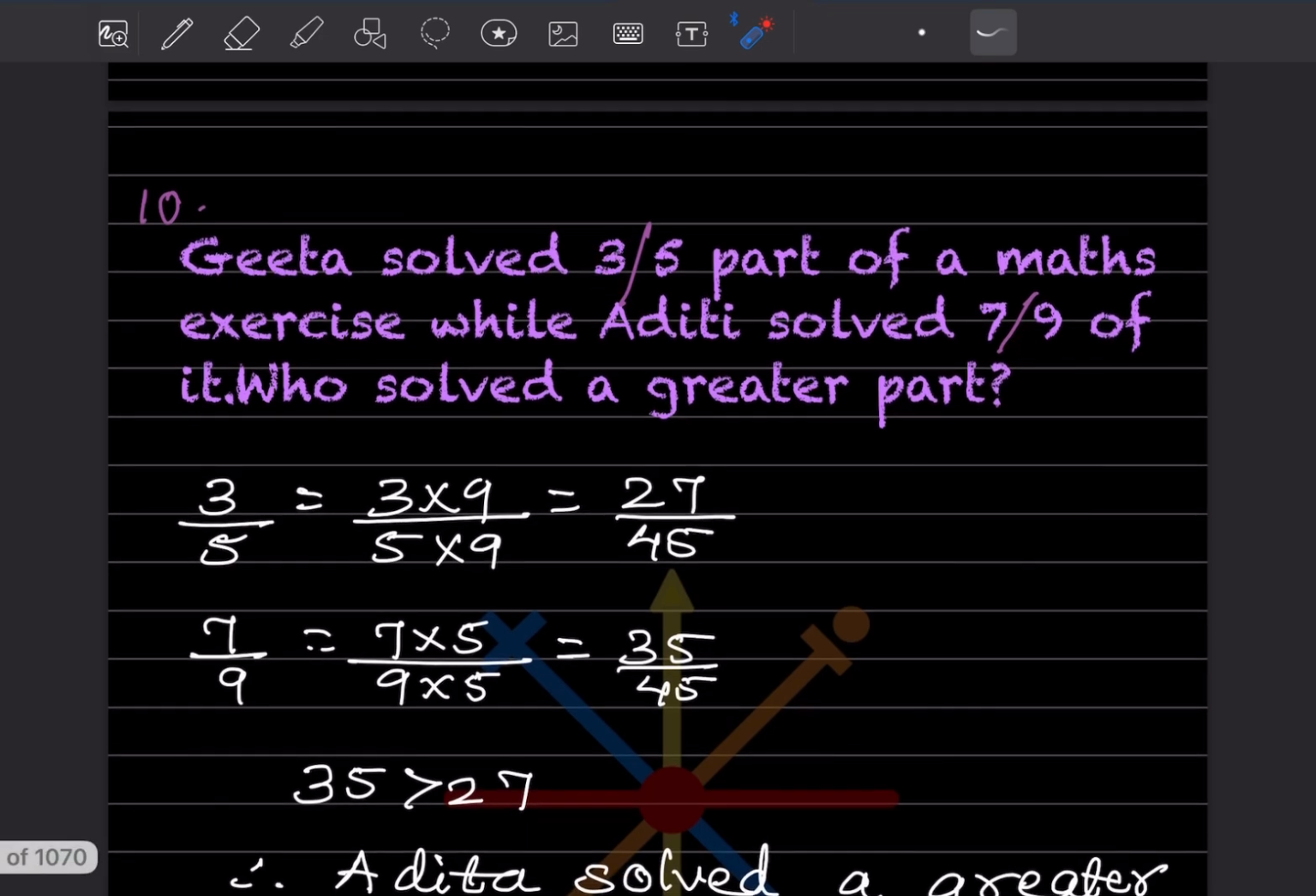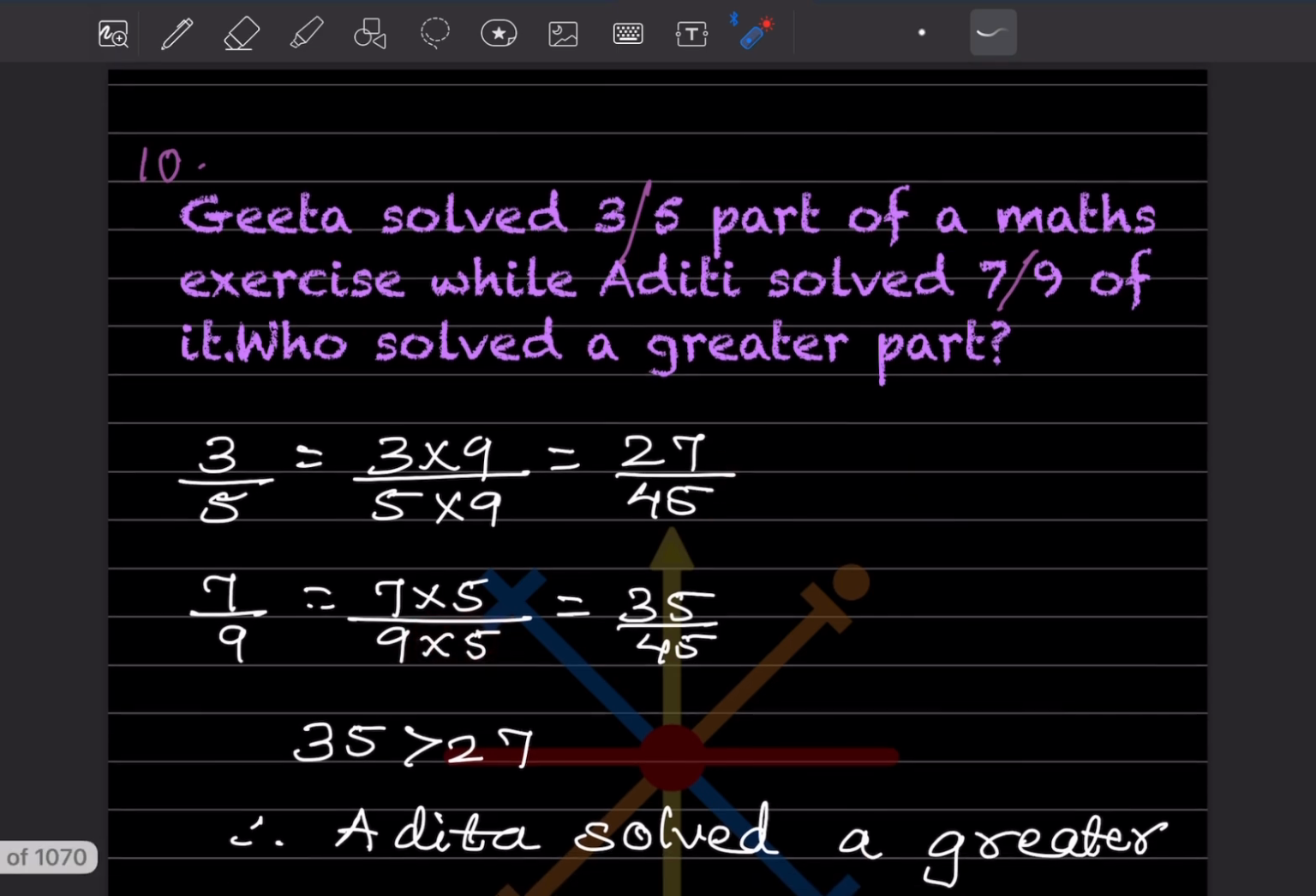So let us make the denominator the same by taking the LCM of 5 and 9, because the denominators are 5 and 9, that is 45. So this should be multiplied by 9. So that will be 27 by 45, and this should be multiplied by 5. So that will be 35 by 45.